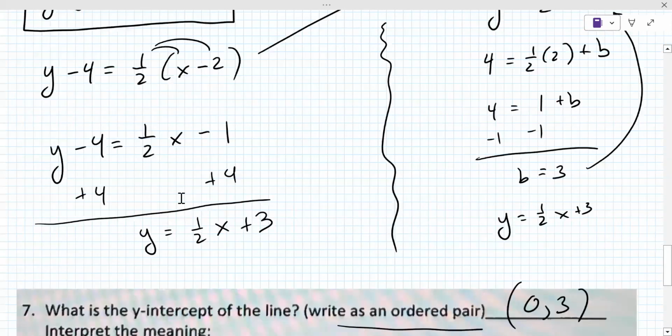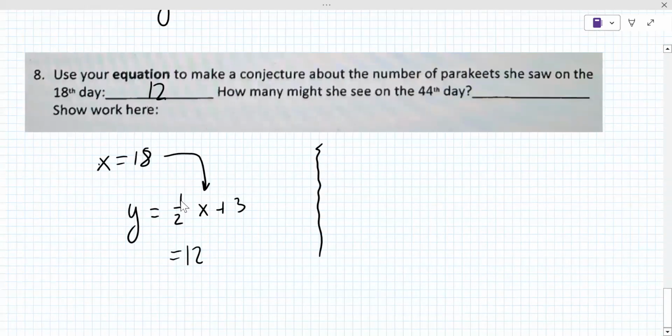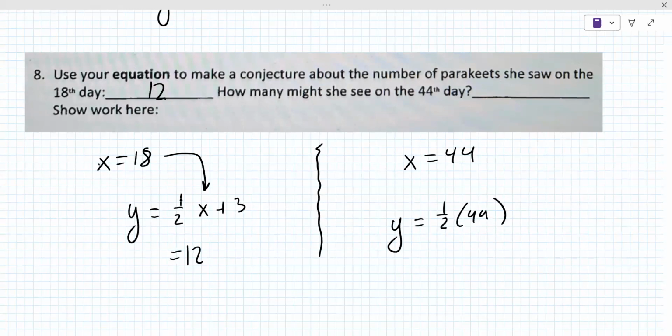Now, the more we're not sure about, but on the 44th day, when X is 44, how many might they see? So it's the same idea. You're putting that value in for X and simplifying. Got it.